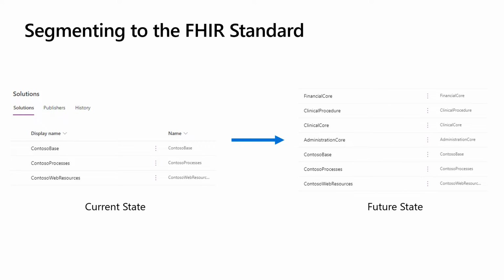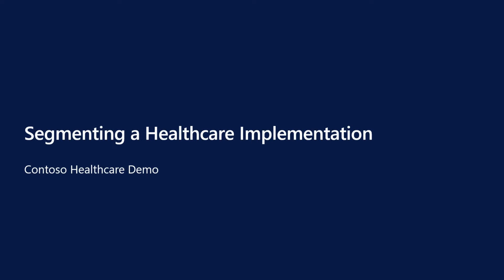So this will be our goal as we move from the current state to the future state. This will help us to obviously segment, but as we're moving through our ALM strategy, we could focus on specific areas from where we want to put our work items and then deploy out. All right, we're about to get into a specific demo that I've recorded showing how to segment a healthcare implementation.